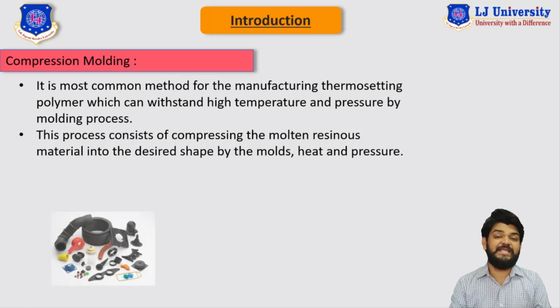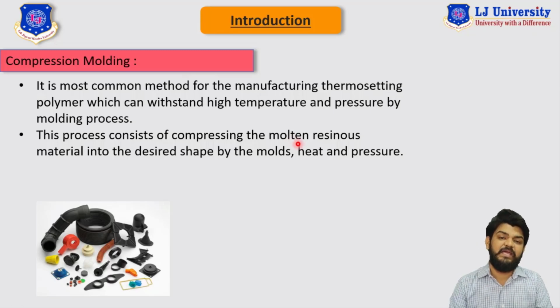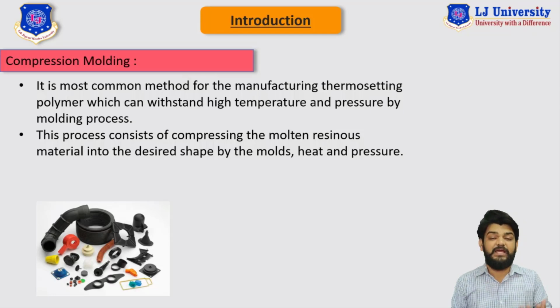So basically there are three things that we are going to require in compression molding. The first one is of course the mold, which has the desired shape of the polymer that we need to produce. Then the heat effect and the pressure effect. Combined, by these two things we can produce any shape of the polymer, right? So compression molding is mainly dependent on the heat and temperature effect on the polymer.